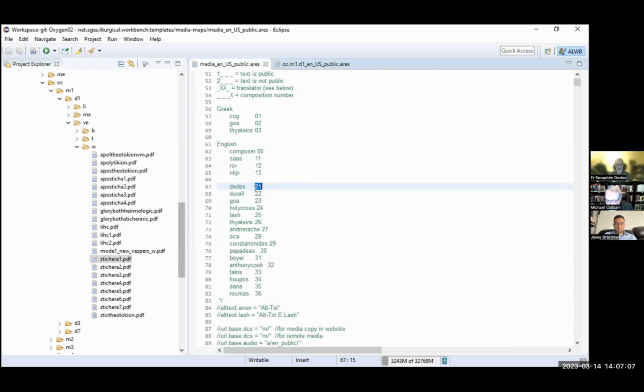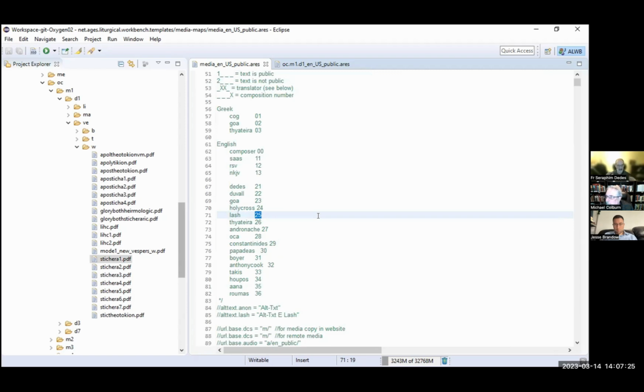Another popular contributor from a long time ago was George Duval, so his code is 2-2. If it's a text from the GOA and their publications, it's 2-3. Holy Cross, which doesn't produce liturgical translations anymore, is 2-4. Ephraim Lash, 25, and so forth.